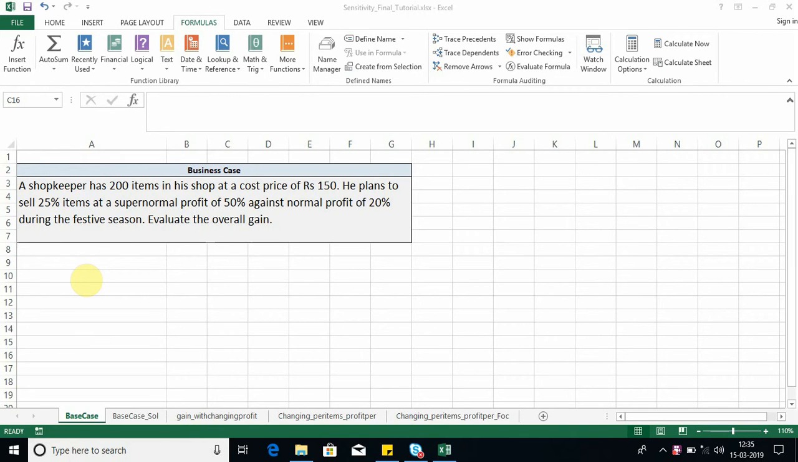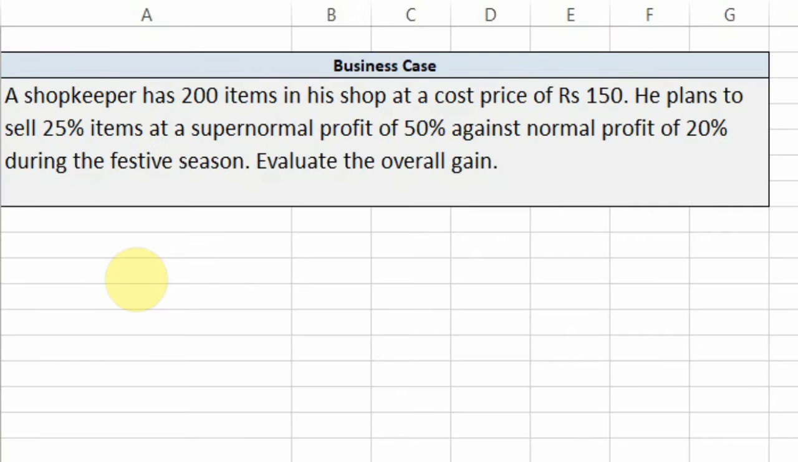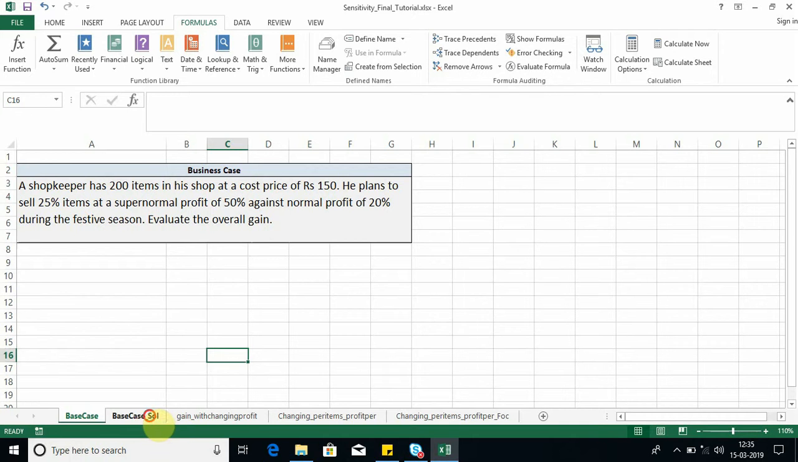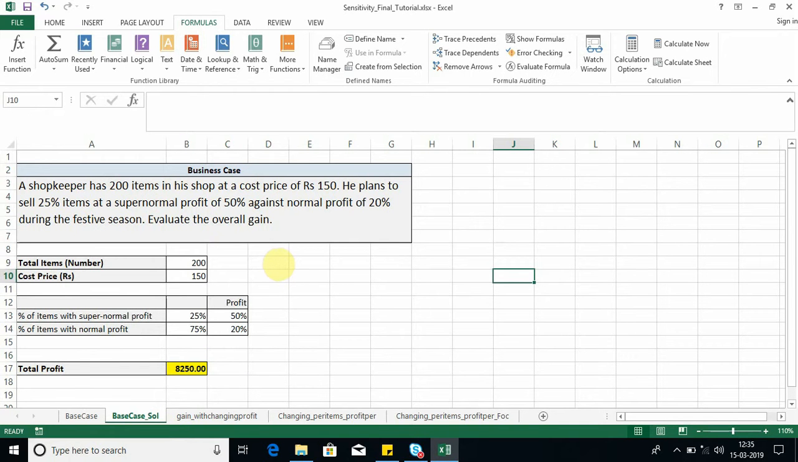understand the problem. So the problem is a shopkeeper has 200 items in his shop at a cost price of rupees 150. He plans to sell 25% of items at a supernormal profit of 50% against a normal profit of 20% during the festive season. We need to evaluate the overall gain. Very simple, right? So the solution has been built over here.